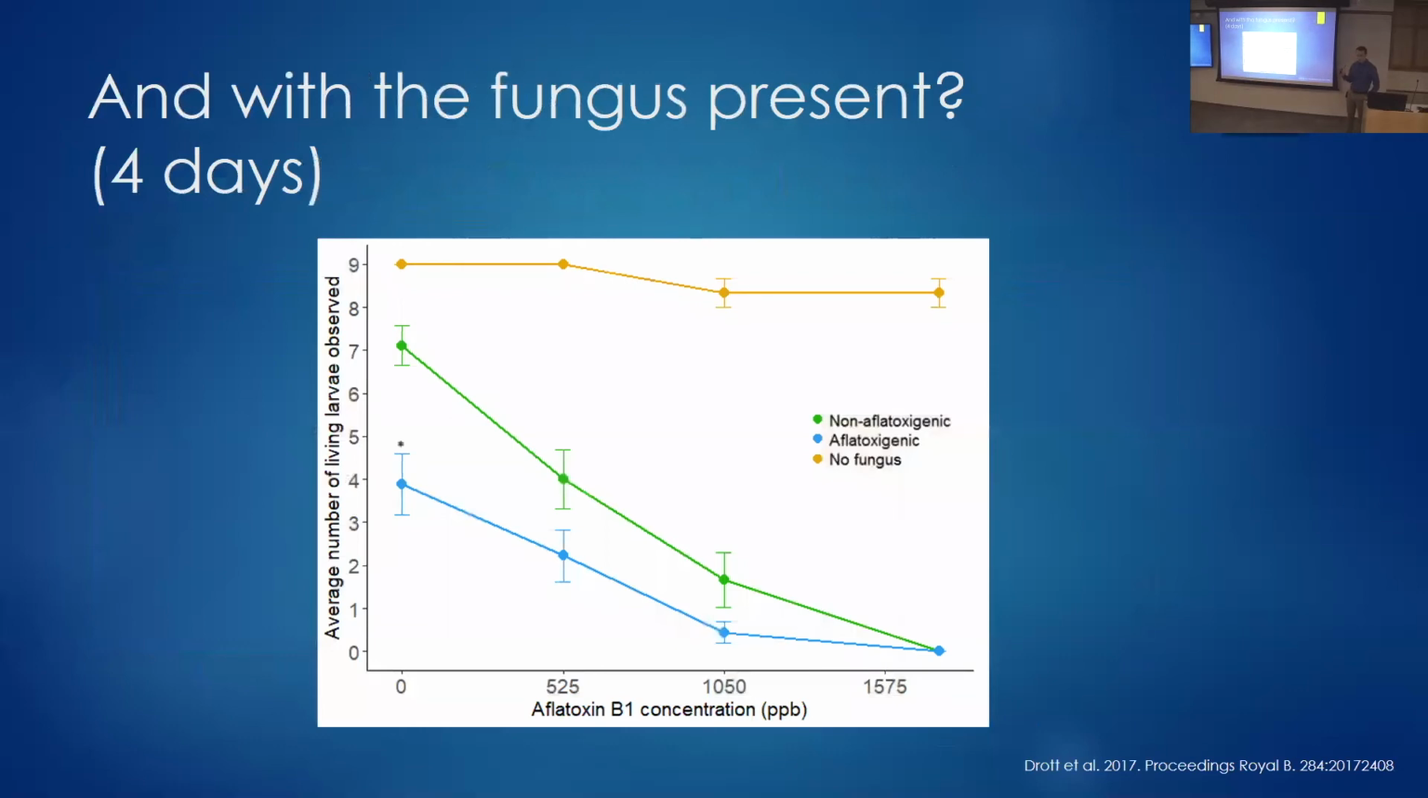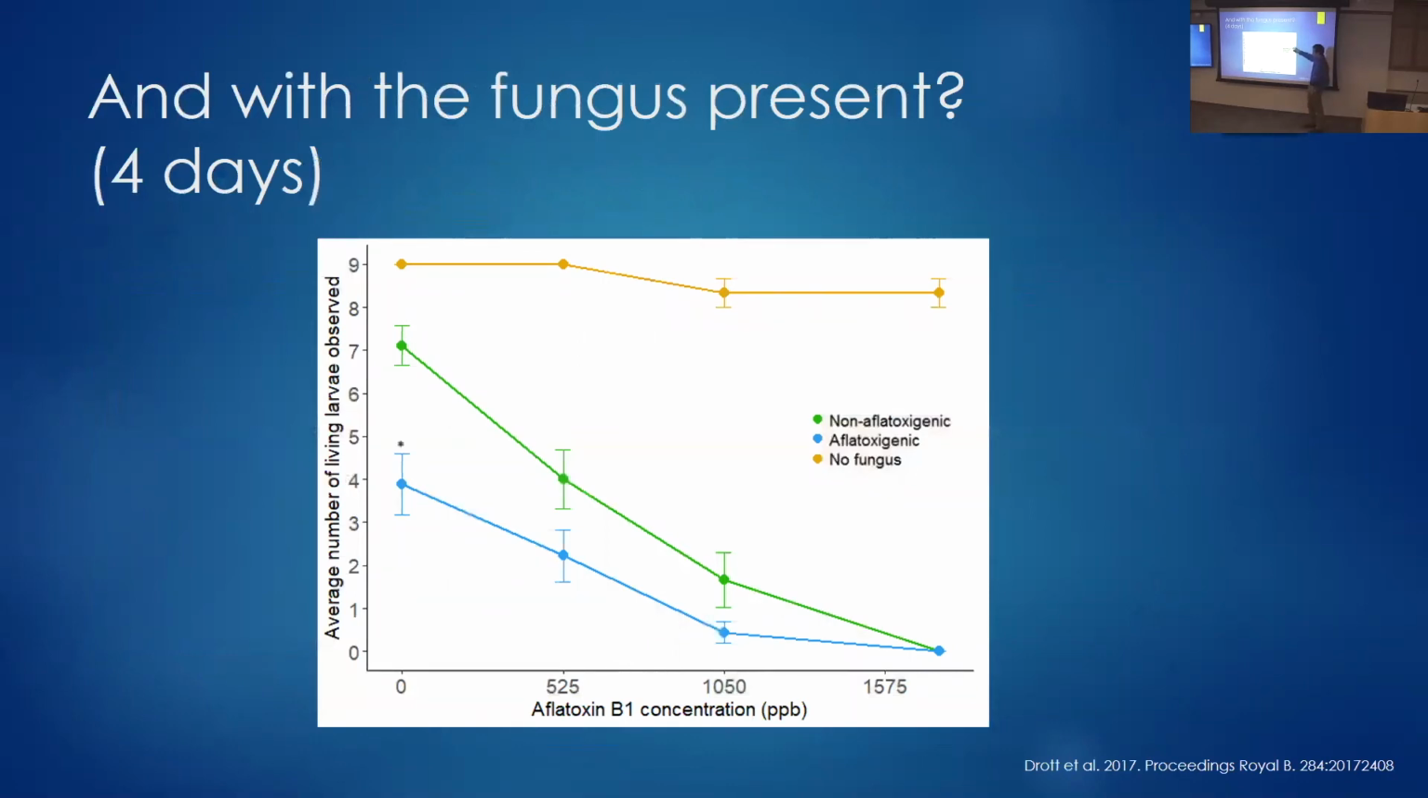In case you were not convinced, this is now 4 days. The last one was 20 days, which is why when we don't add the fungus, we don't see the drop off in number of living larvae. Here is the number of living larvae over aflatoxin concentrations. Before, over 20 days, it dropped off dramatically. Here in 4 days, they survive. You can tell in the tubes that they're not as happy, but they don't die within that span of time, unless the fungus is present.